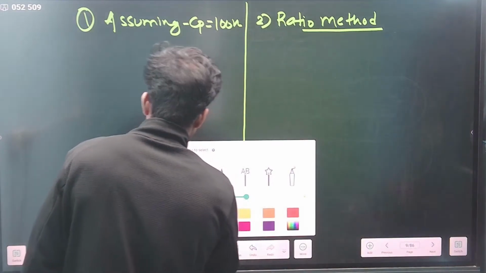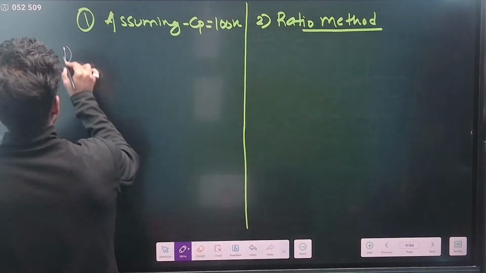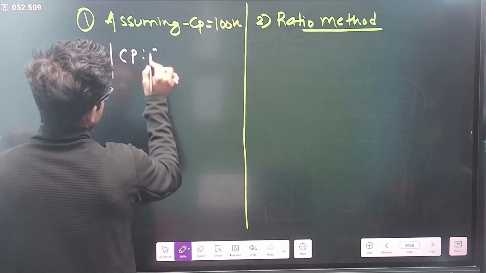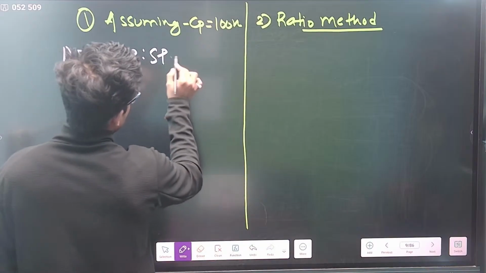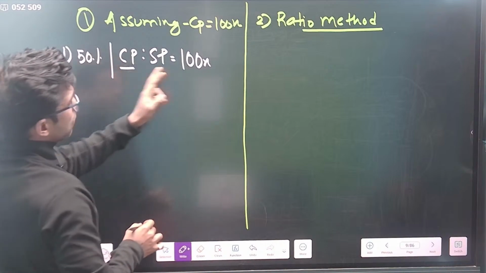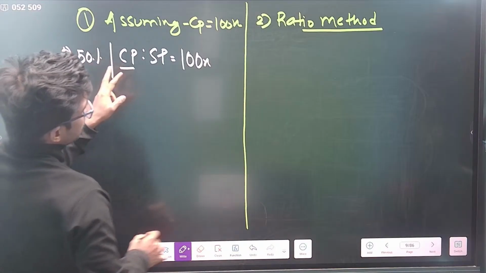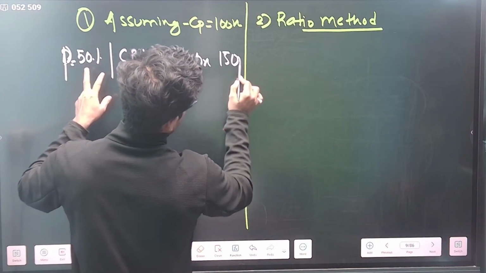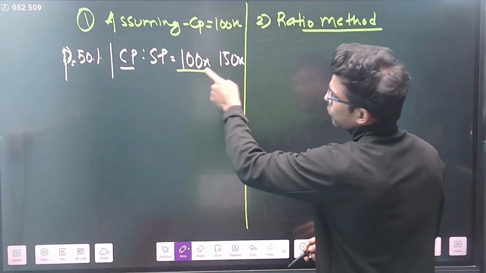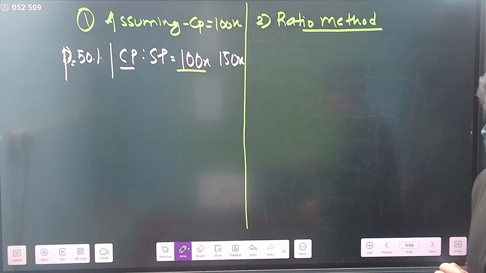Suppose, take an example, there is a profit of 50%. You have assumed that your cost price is always 100x. So if your cost price is 100x, then with respect to the cost price you have 50% profit, and your selling price would be 150x. I am writing this because in this case I have assumed my cost price to be 100x every time. Is this clear to everyone?